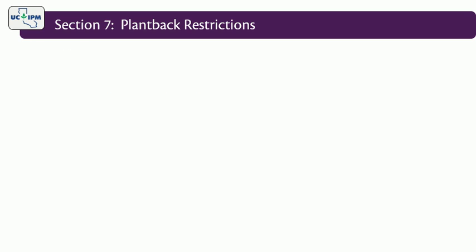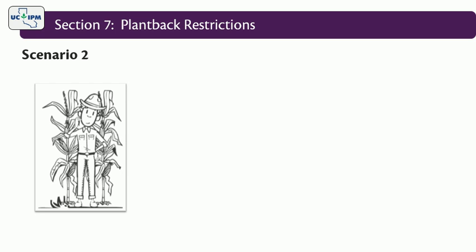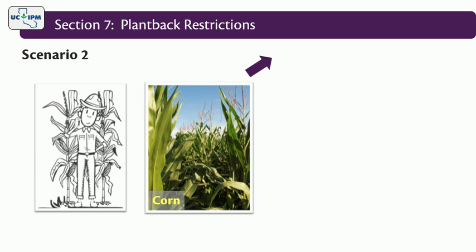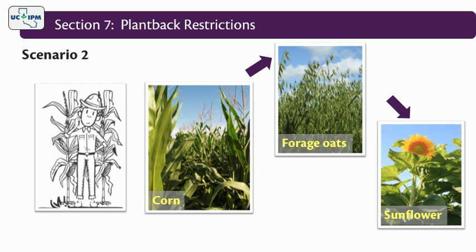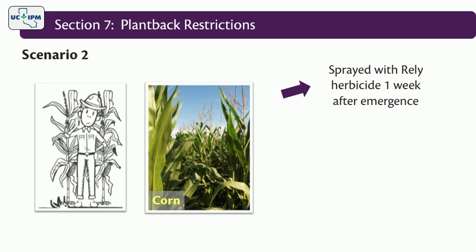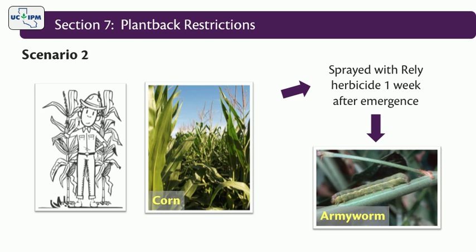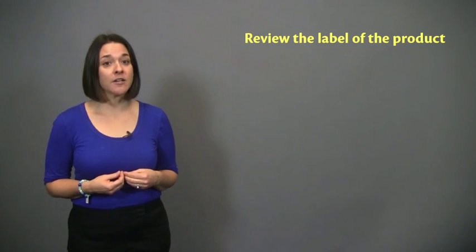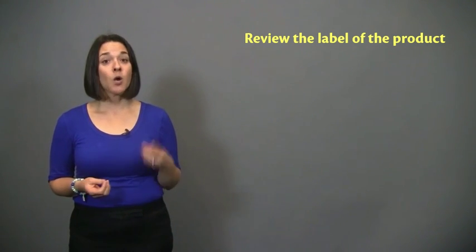In the second hypothetical case, Fernando planned a crop rotation of a specific variety of corn, followed by forage oats and then sunflower in the next spring. The corn was sprayed with Rely herbicide a week after emergence. Unfortunately, the corn was totally lost due to armyworms just 1 week later. Now, review the Rely label and help Fernando plan his next steps.